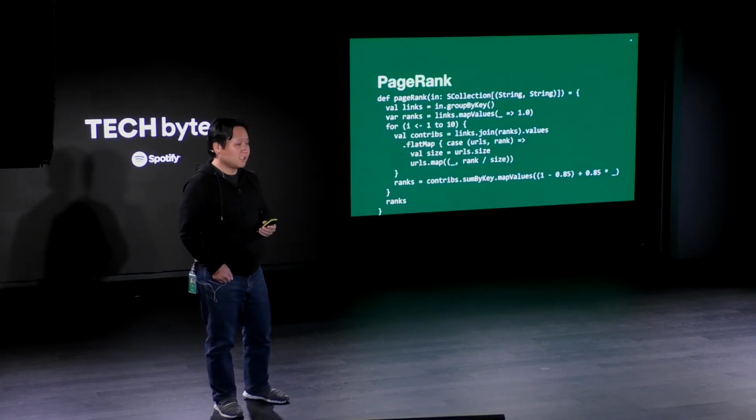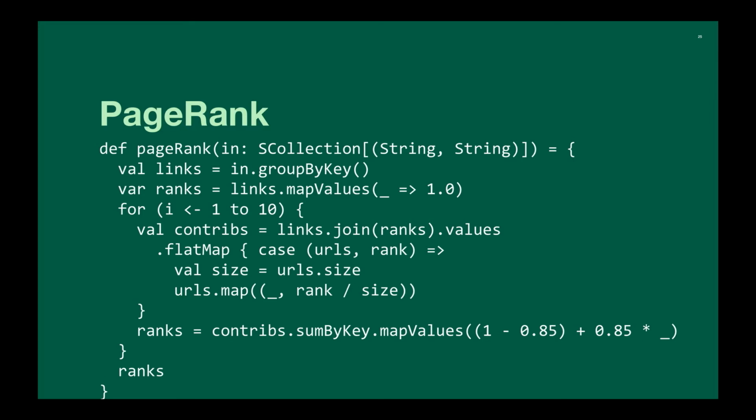And a slightly more complex one, PageRank. And even in this case, it's a dozen lines of code, and you can do 10 iterations of PageRank by emitting ranks and then dividing them amongst outflowing links. So it's pretty straightforward.